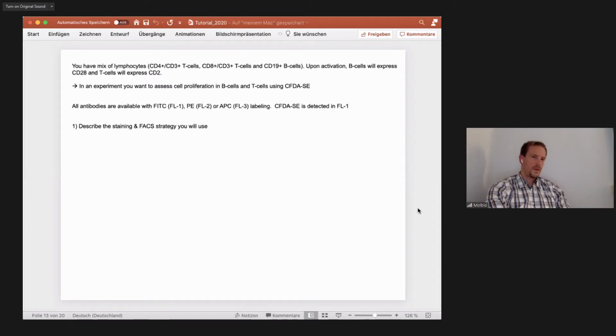So first task would be to describe the staining and FACS strategy that you can use. Do you all understand what you should do, or what's the scientific question, or what is the goal?